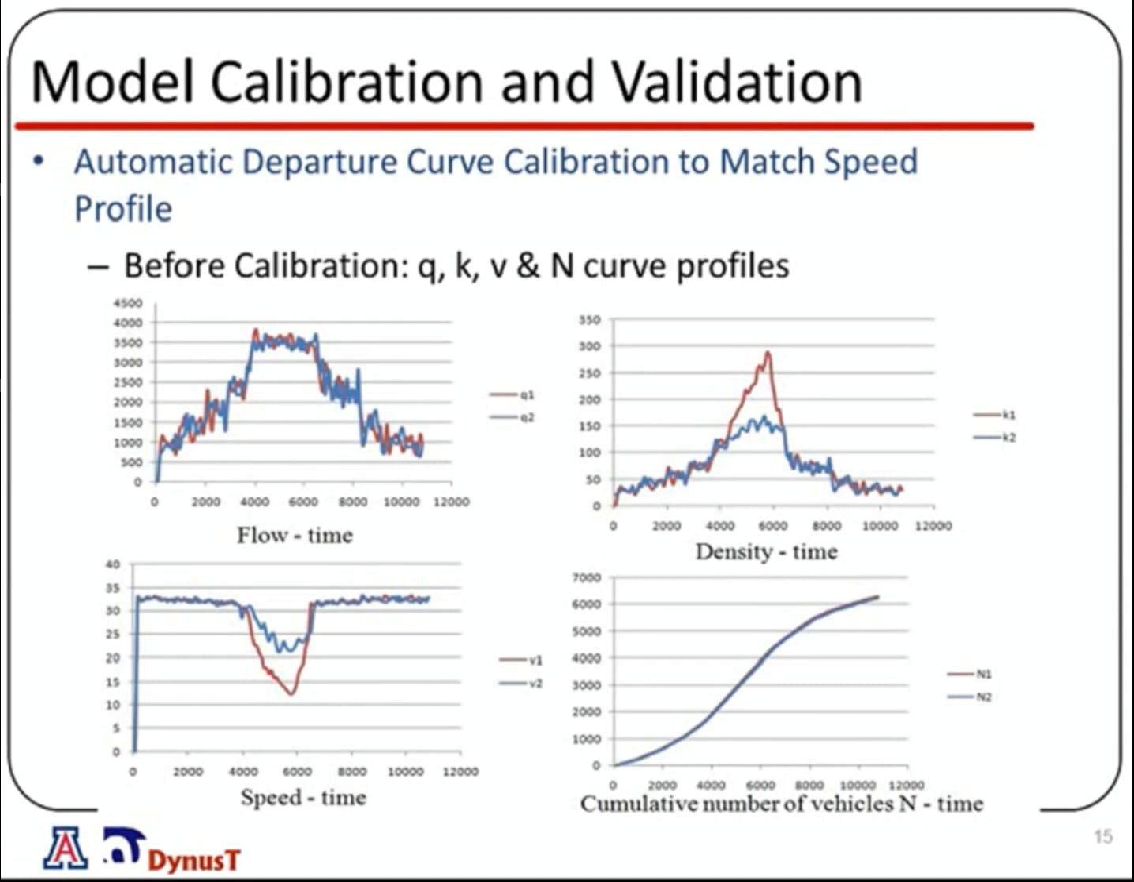The red line shows the data, while the blue line shows the simulation results. While the count data matches, the speed drop due to a bottleneck is actually more severe in reality than in the simulation, as shown by this discrepancy.